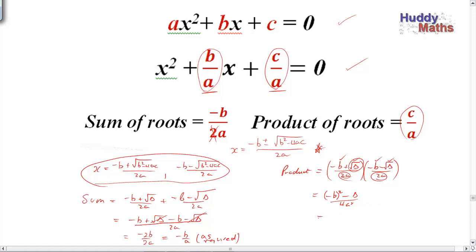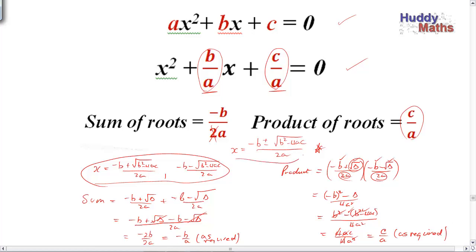I'll go down, I'm running out of room. This is b squared, negative b all squared, take b squared, take 4ac, which is the discriminant, over 4a squared. So b squared take b squared, and then negative by negative is 4ac over 4a squared. Okay, negative by negative is a positive. Cancelling the 4's, cancelling one of the a's, there is c on a. So that result comes directly from the formula for the roots of a quadratic.